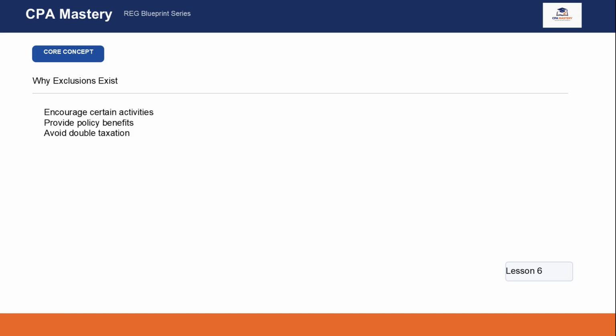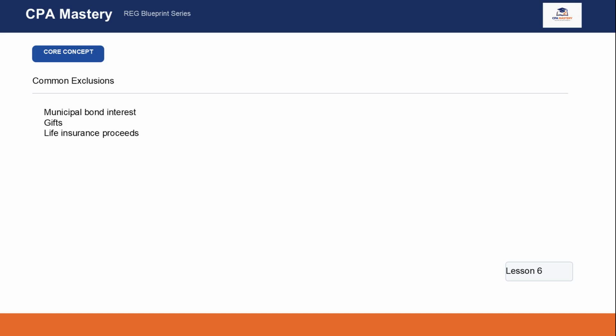Many exclusions exist because Congress wants to encourage specific activities or achieve certain policy goals. For example, municipal bond interest is excluded to help state and local governments borrow money at lower interest rates. Other exclusions may exist to avoid unfair taxation or double taxation in certain situations. Understanding the policy reasons behind exclusions can help you remember them more easily for the CPA exam.